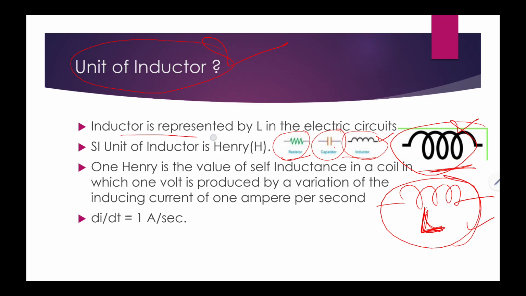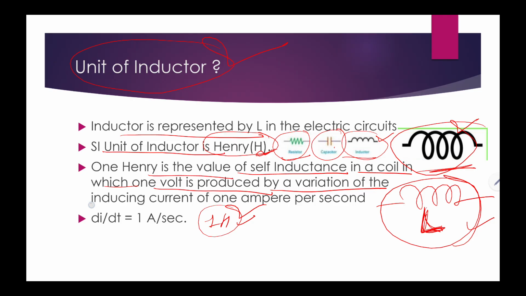Now inductor is represented by L. We have discussed it. The SI unit of inductance is Henry, that is capital H. So what is 1 Henry? If there's a question in the exams or wherever you are working, that what is 1 Henry, it is very simple. 1 Henry is the value of self inductance in a coil in which 1 volt is produced by a variation of the inducing current of 1 ampere per second.